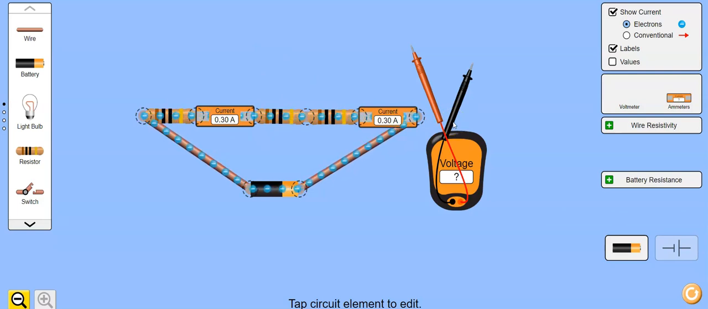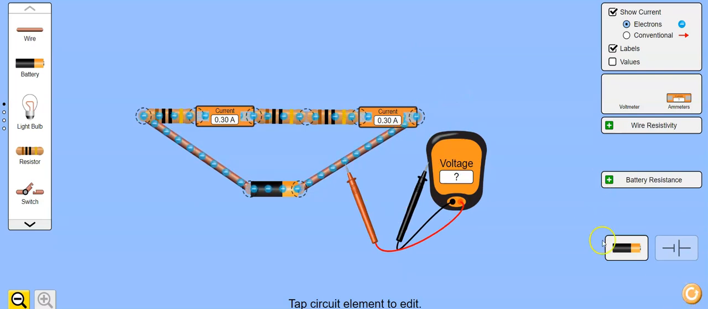Oops, sorry, hit my microphone. So that's kind of what we're doing with this one. All right, so the big thing is for ammeters, it has to have the current go through it. So you see how the little electrons are going through that thing?